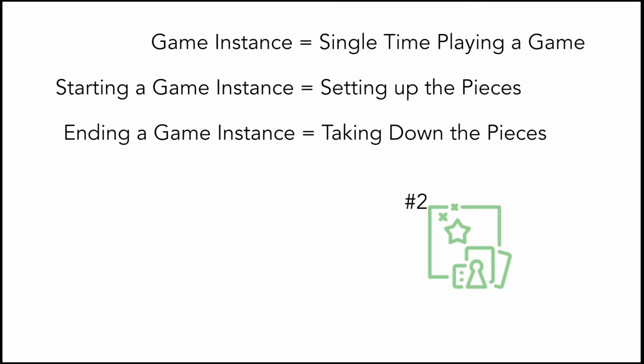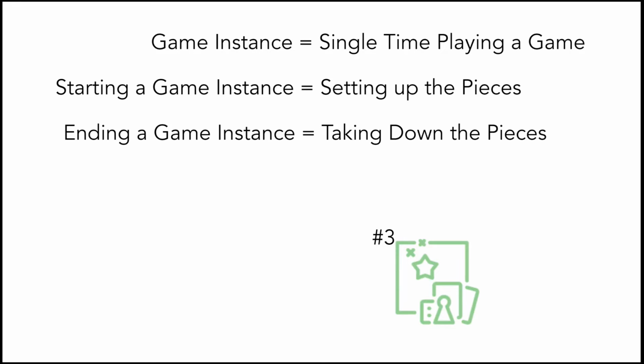Now the second group has reached the end of the game, but they want to restart the game and play again. You cannot restart a game instance. So instead, the kids will take down the pieces, ending their game instance, and then they will set up the pieces again, starting another game instance. The game manager is in charge of starting and ending game instances so players can play. For this reason, it's important to understand how a game instance works.